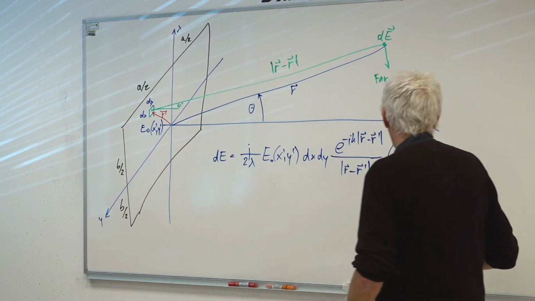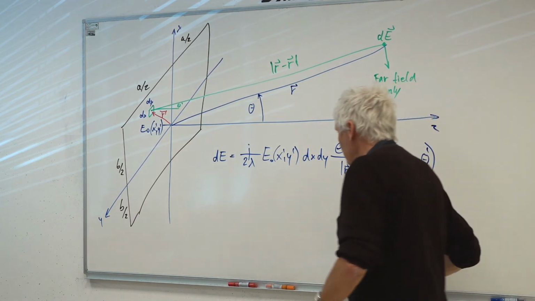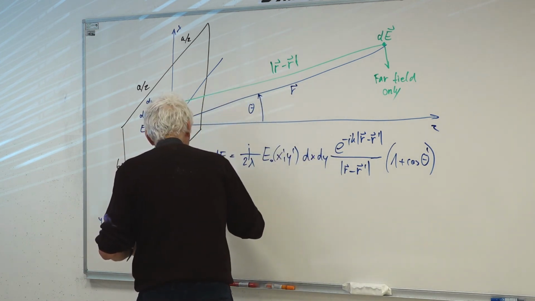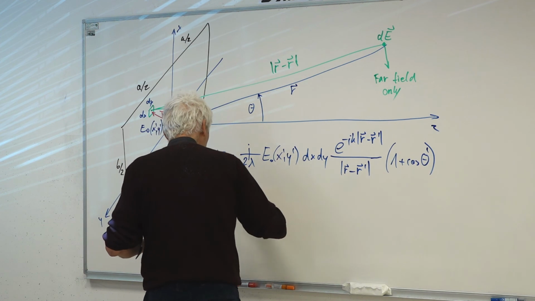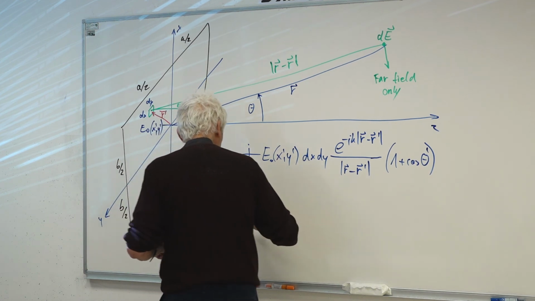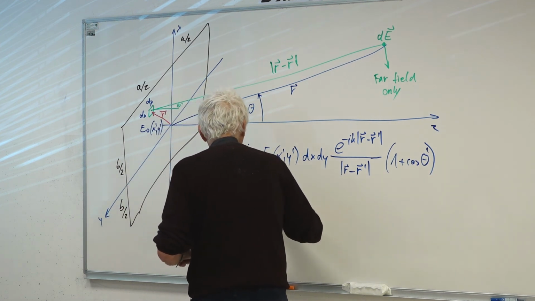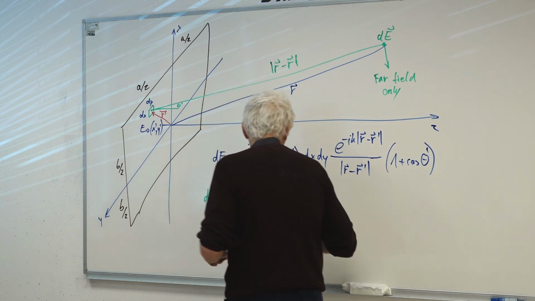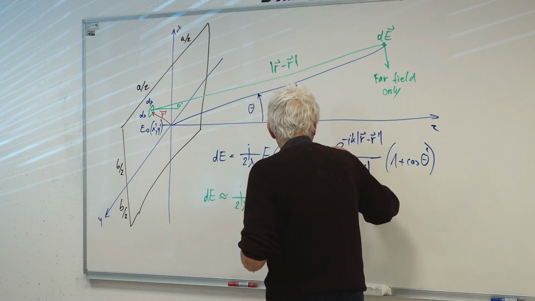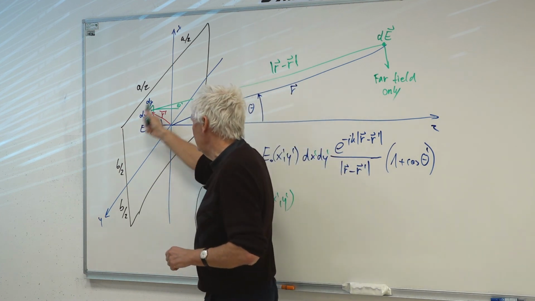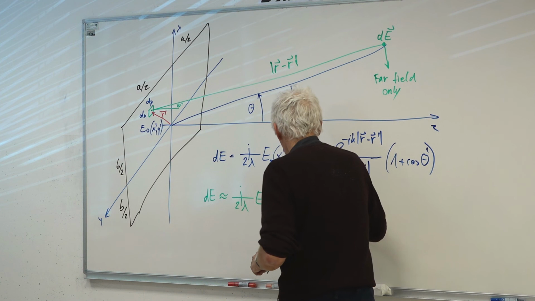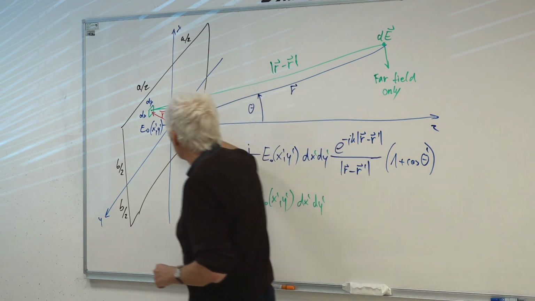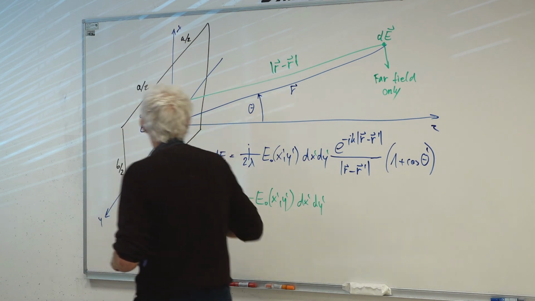So a simplification for the far field, what does it look like? dE for the far field, simplified. Okay, j over 2 lambda stays where it is. E on the aperture of x prime, y prime. These are the coordinates dx prime, dy prime. Of course, I have to integrate. I will integrate over the aperture, dx prime, dy prime.